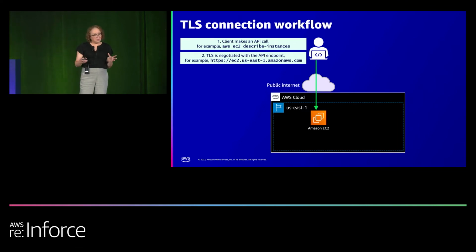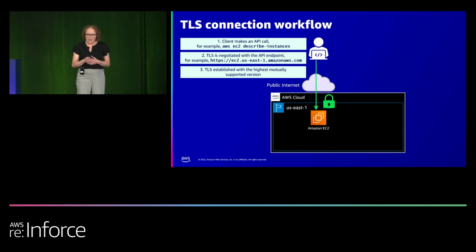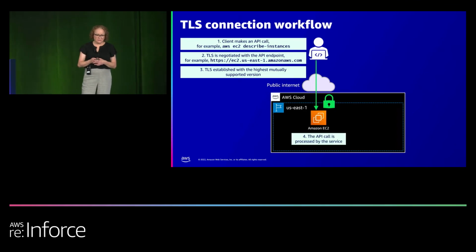Now, the fun part happens. The TLS negotiation begins, meaning the TLS configuration on the client will talk TLS to the endpoint in the cloud. In this case, a successful TLS negotiation is established, a connection is made. Now this is ensuring that there will be securely encrypted data passing back and forth between the client and the service, in this case EC2.